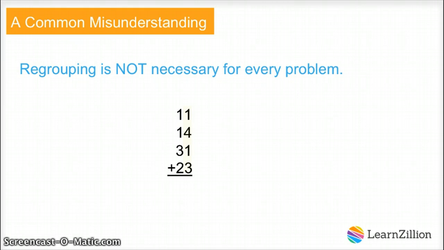You can see in this example, when we start with the ones place, 1 plus 4 plus 1 plus 3 equals 9. And then when we add the numbers in the tens place, 1 ten plus 1 ten plus 1 ten plus 3 tens plus 2 tens makes 7 tens. 7 tens and 9 ones makes 79.